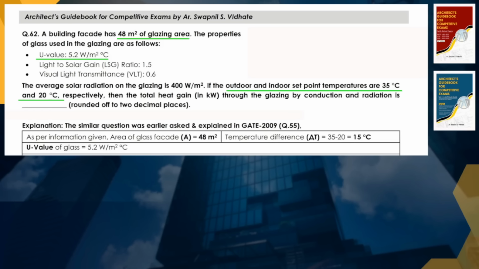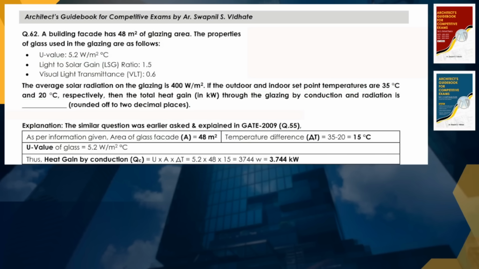What is the information already provided? Area of glass facade, they have mentioned it is A, the value of A is 48 meter square. The temperature difference, that is delta T, will be 35 minus 20, which will be 15 degrees Celsius. U value they have mentioned as 5.2 watt per meter square degree Celsius. So this information has been provided.